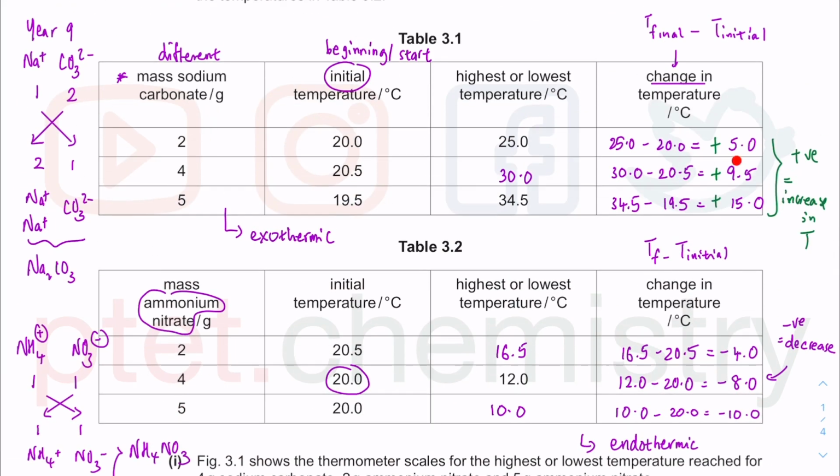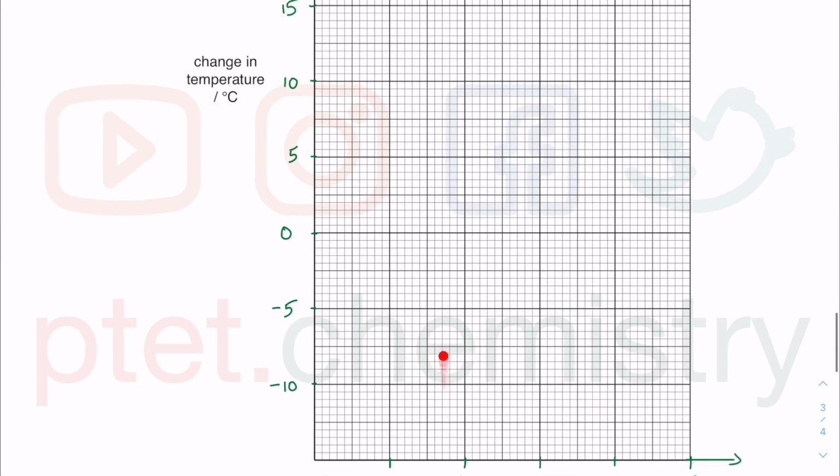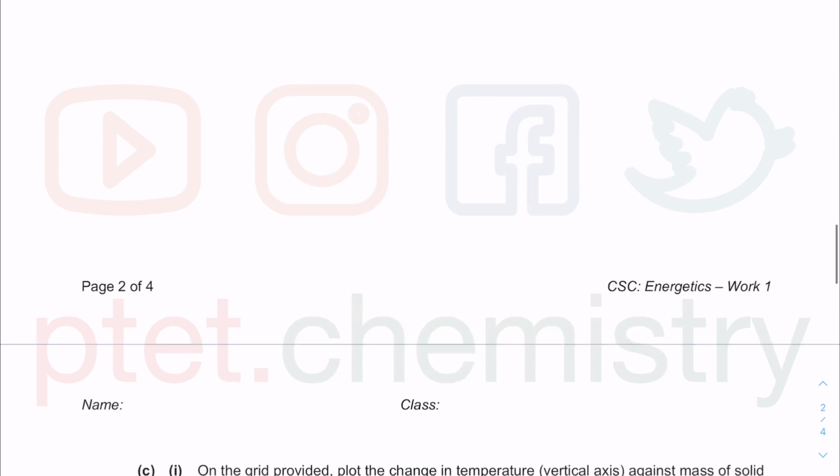2 gram gives you plus 5.0. So this is here. You put a cross for your point. So I should be very careful. I put a plus on all my increases in temperature there.